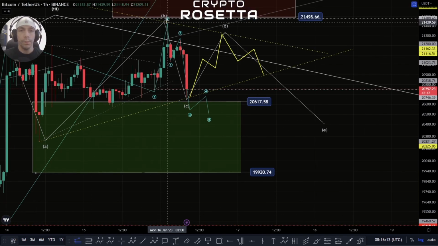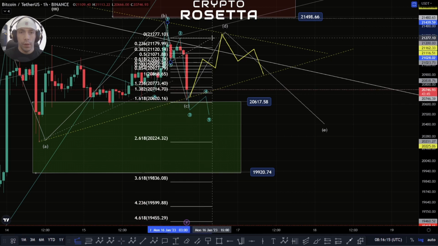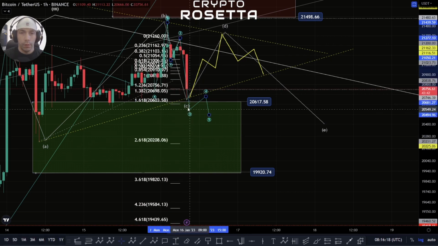If we just plot this out roughly, what we could be looking for, if we come down to this 1.618, we could be looking for a move potentially.